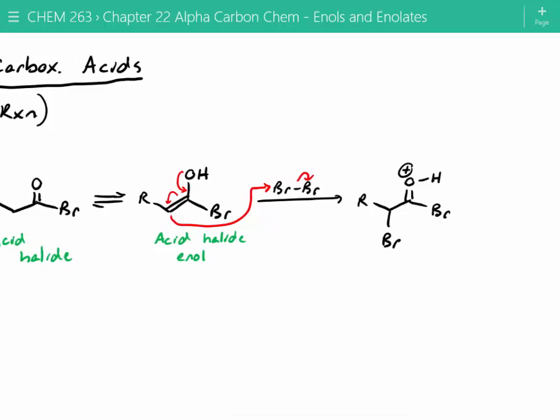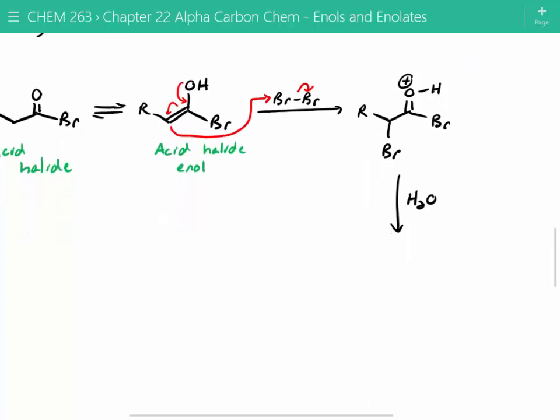And then in the last step, during your reaction workup with water, you can not only deprotonate that carbonyl, but what happens to your acid halide? Yeah, it goes back to your carboxylic acid, right? So acid halides can be converted back to their corresponding carboxylic acid just by treatment with water. But now we've got a bromine coming off of that alpha position.